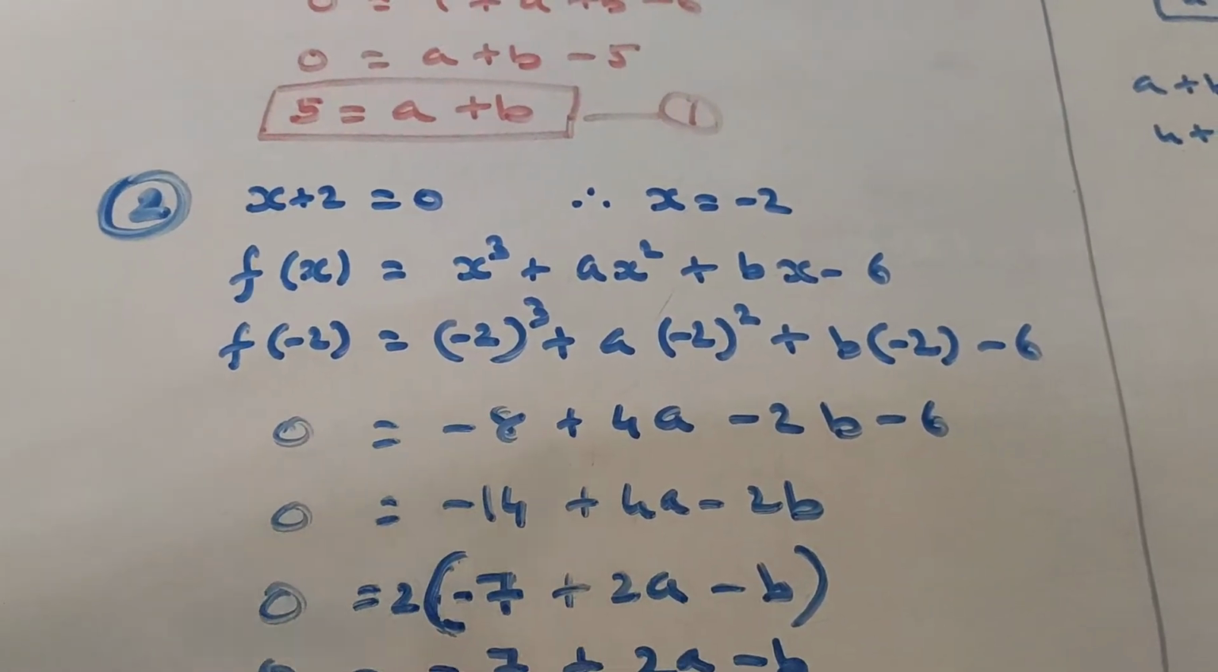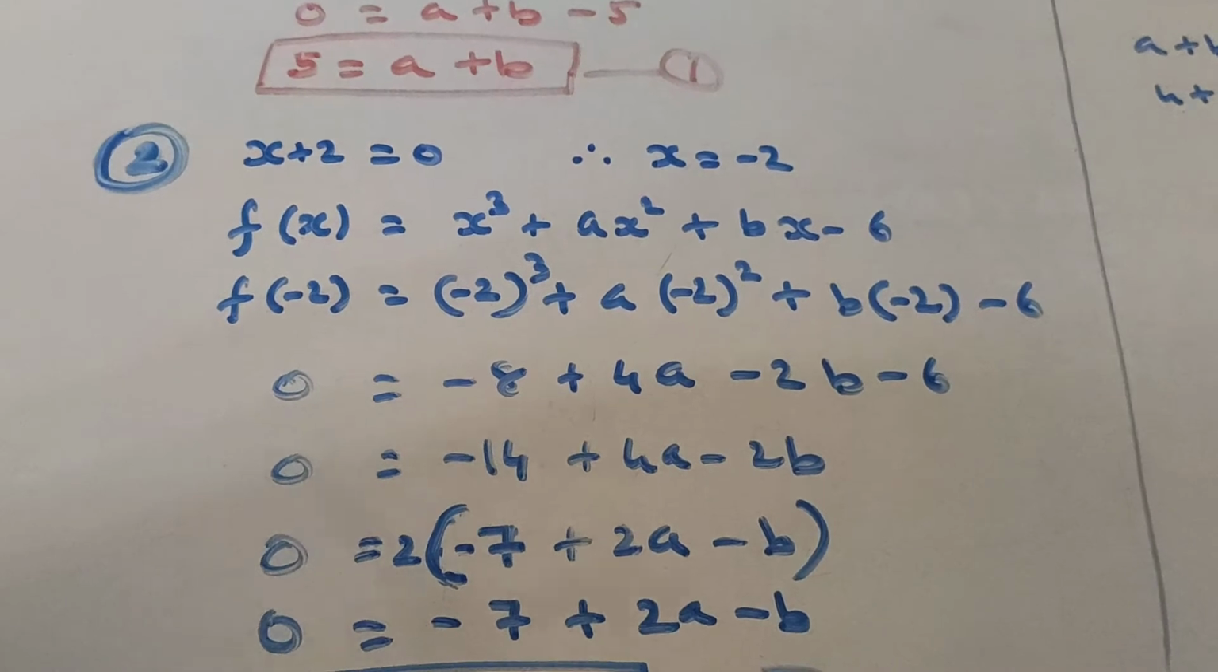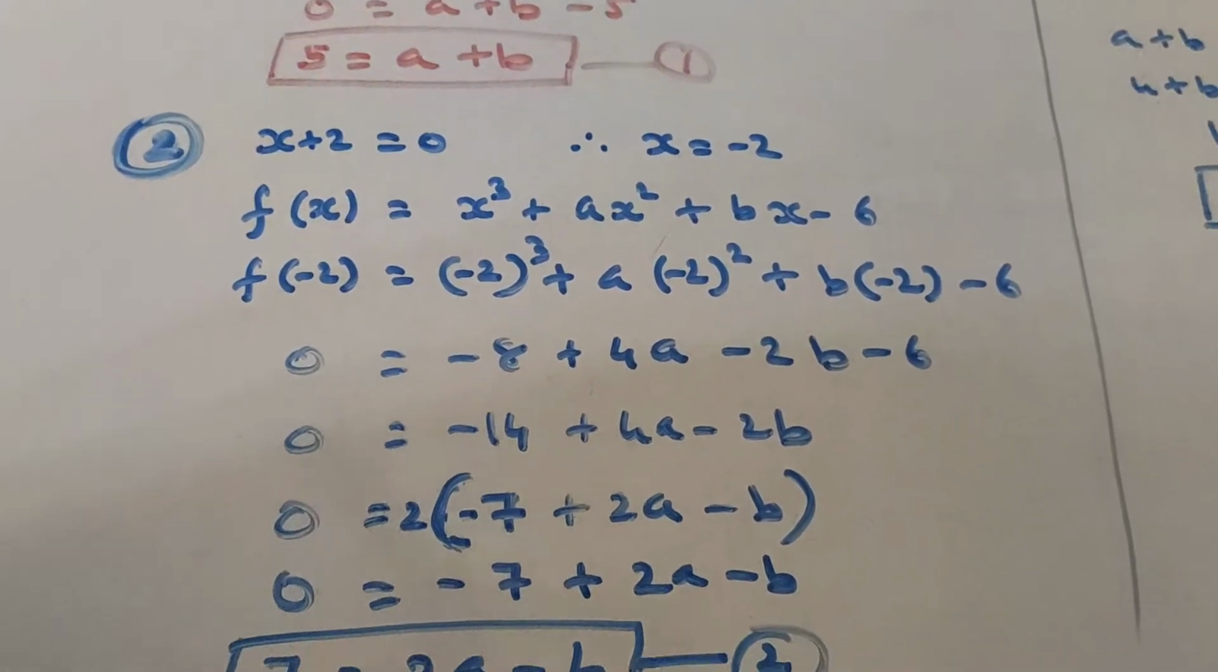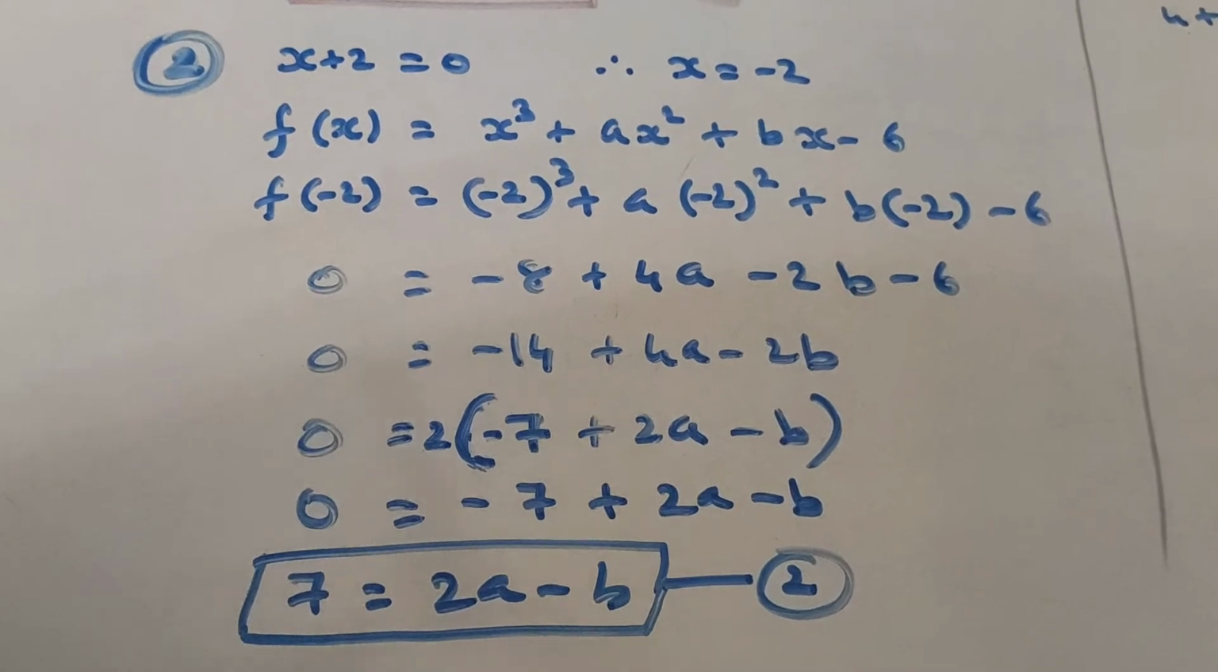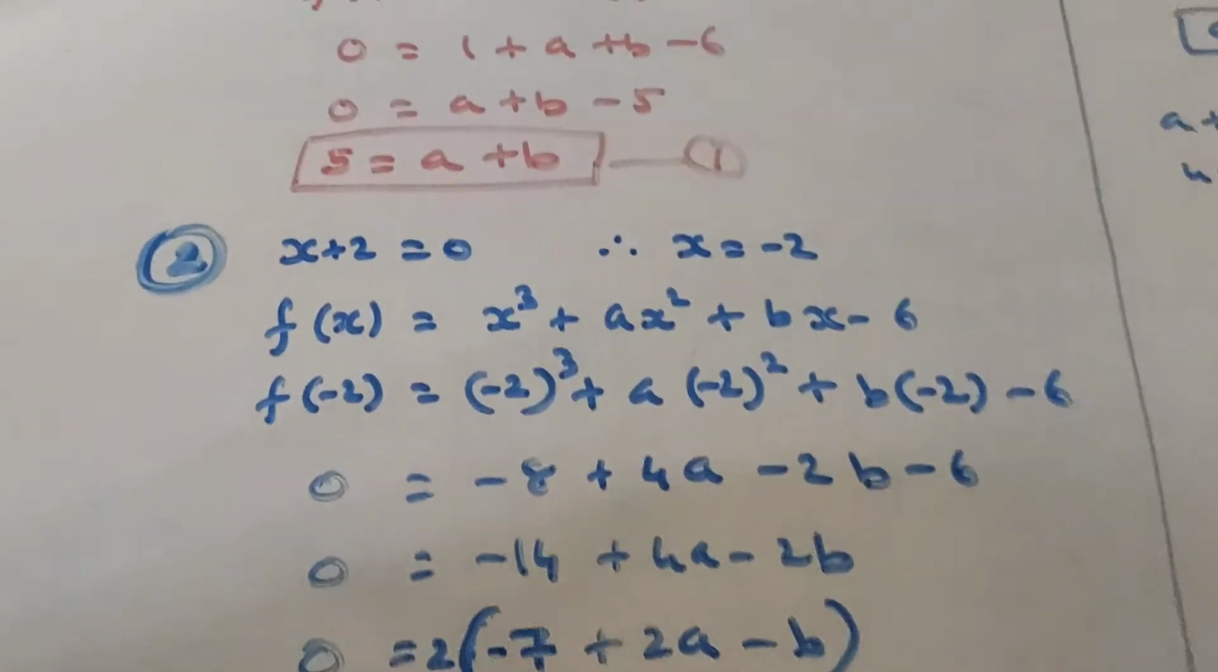Taking 2 common, we get minus 7 plus 2a minus b. 2 goes this side, becomes 0. Minus 7 goes this side, becomes plus 7. So 7 is equal to 2a minus b. So we got two equations.